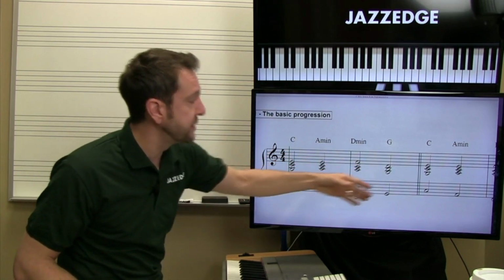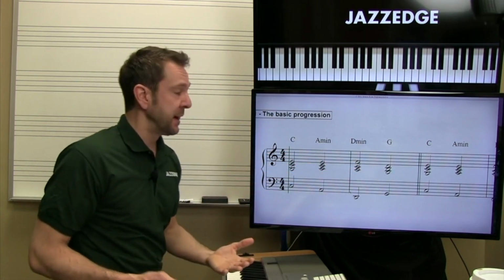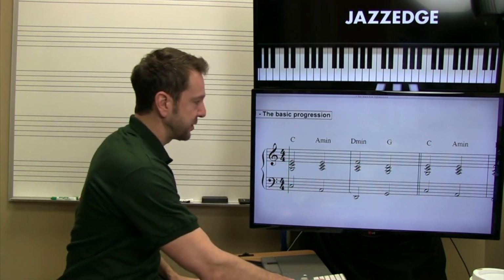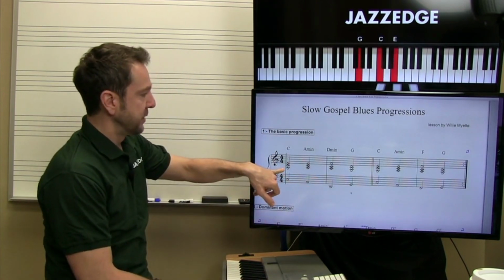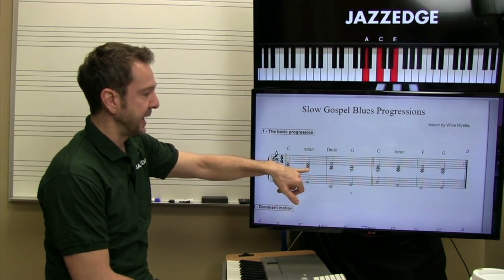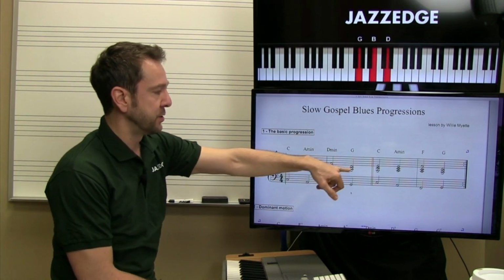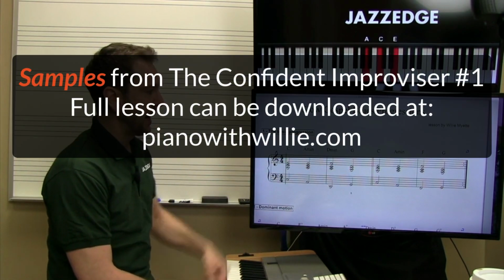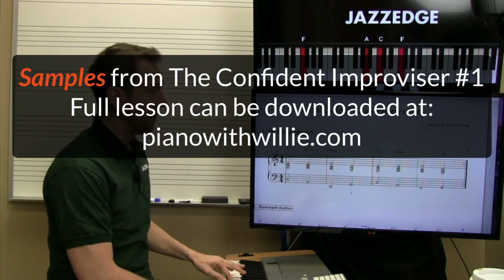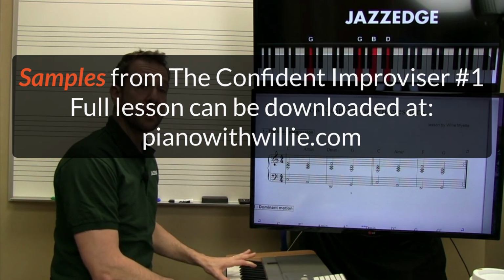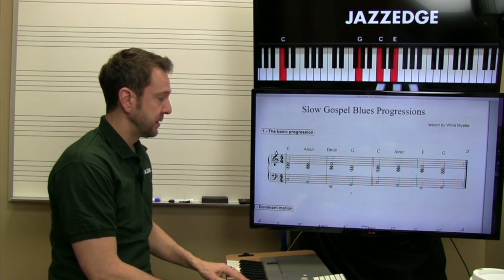So we're going to take these chords and we're going to change them around. Now the first step here is to just understand this basic progression. It's very simple. I have just a C to an A minor, to a D minor, to a G. C, A minor, and I could keep the same chords but just change the root, and now this becomes an F to a G.